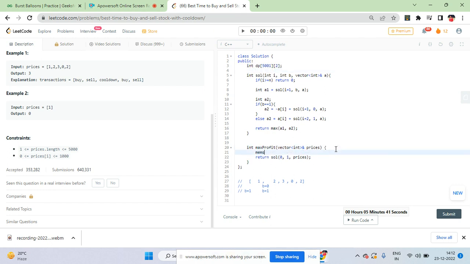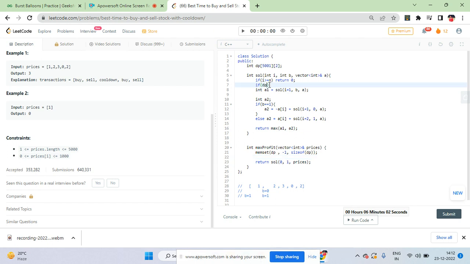So memset dp minus 1, size of dp, 0, 1, prices. Yeah, that's about it, I think.